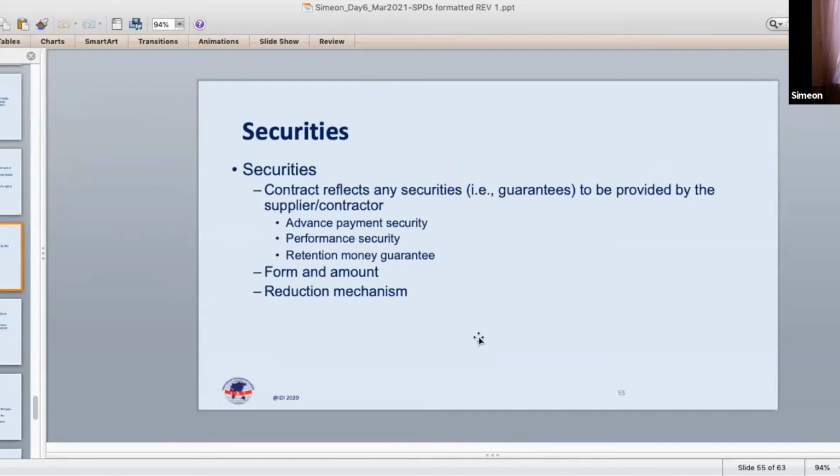Securities, okay, those are specified. Among the prominent securities that arise in the procurement scenario, the one that isn't dealt with in the contract is the bid security. The others, like the advance payment security, the performance security, and the retention money guarantee, are all specified in the procurement contract. Okay.